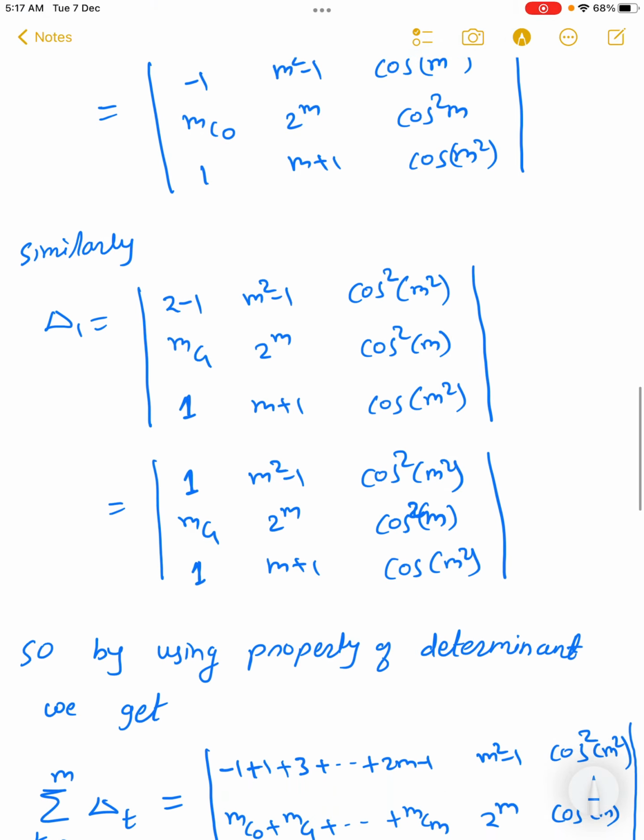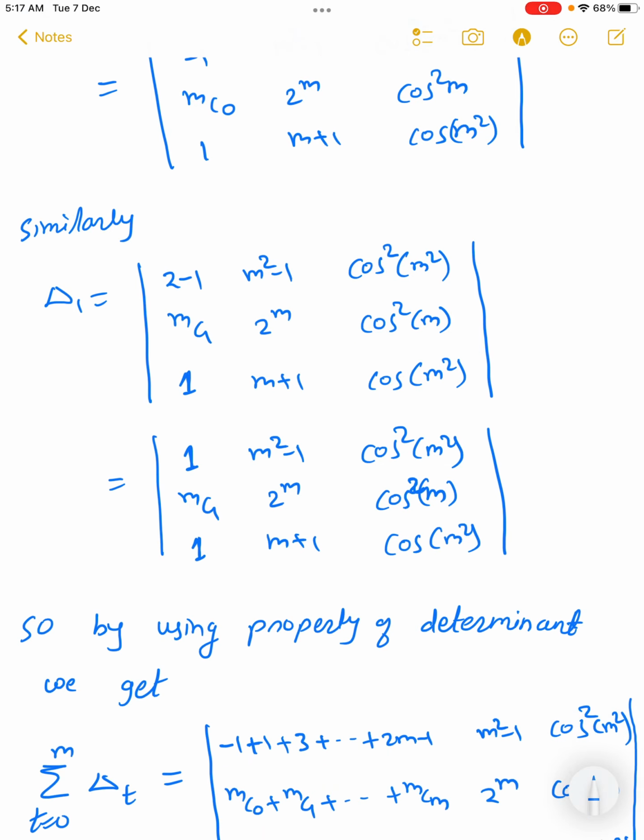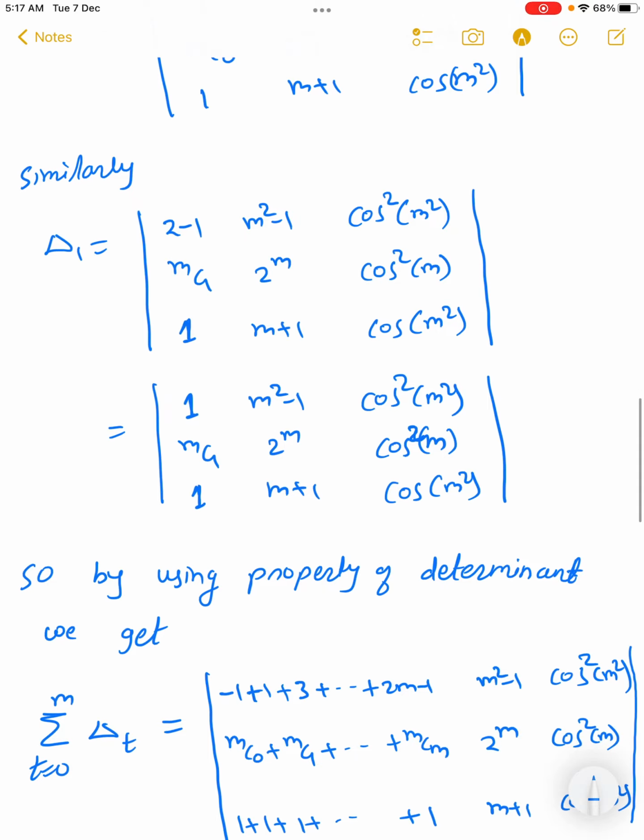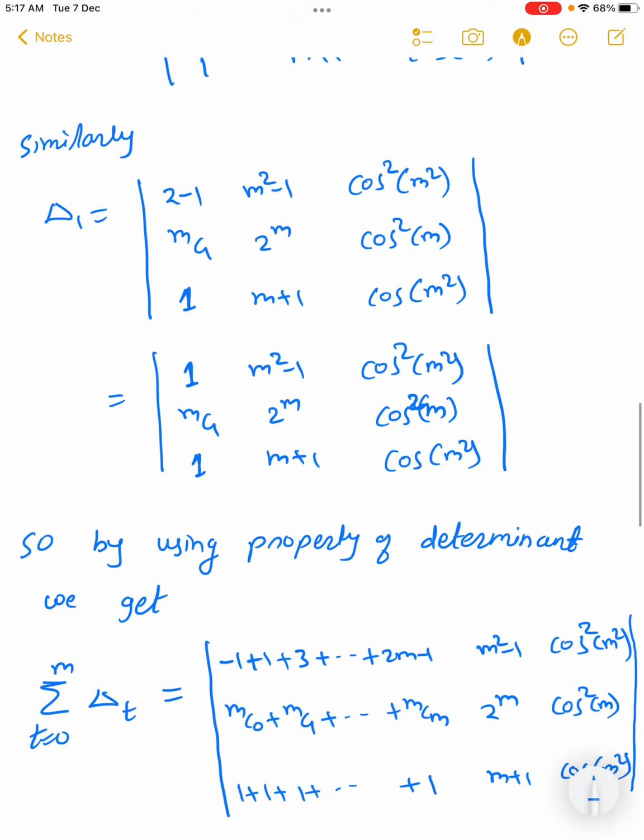The second and third columns don't contain t, so they stay the same. Similarly we calculate delta 1. We get the first column for delta 1, which depends on t, as 1, mC1, 1, and the remaining two columns are the same.